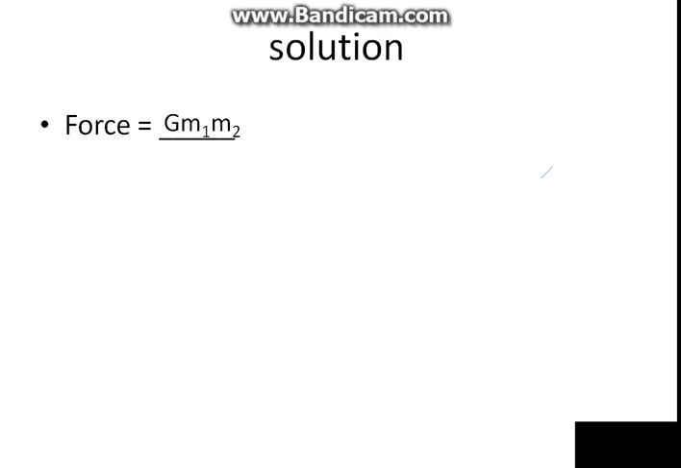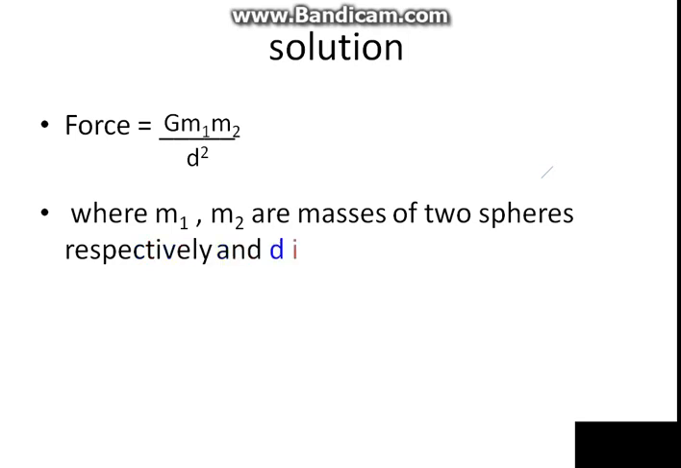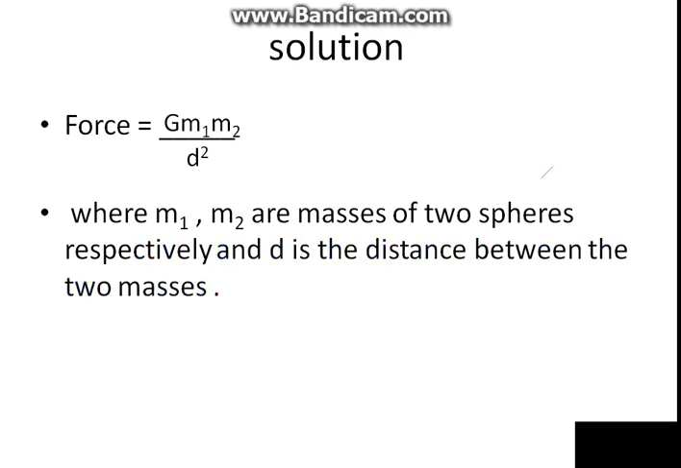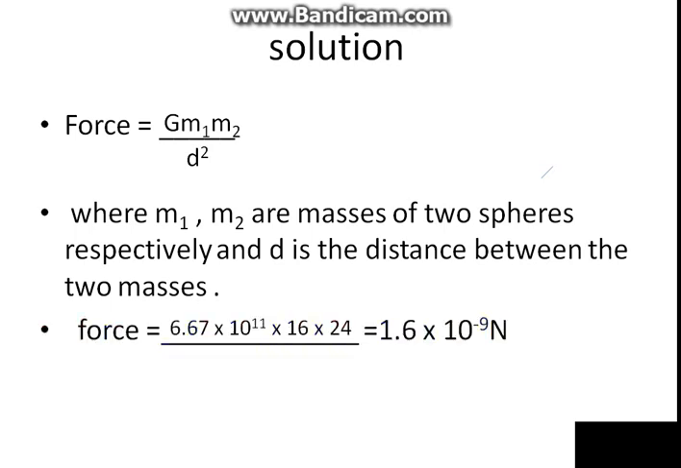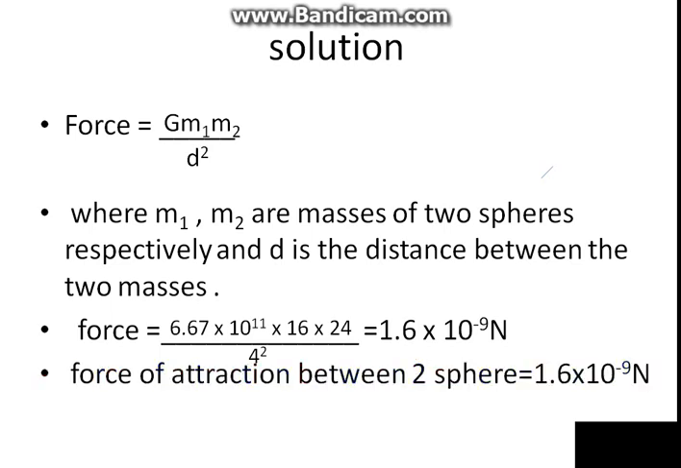Solution. Force is equal to capital G times small m1 times small m2 all over small d squared, where m1, m2 are masses of two spheres respectively, and d is the distance between the two masses. Force is equal to 6.67 times 10 raised to power minus 11 times 16 times 24 all over 4 squared, which is equal to 1.6 times 10 raised to power minus 9 Newton. Force of attraction between two spheres is equal to 1.6 times 10 raised to power minus 9 Newton.